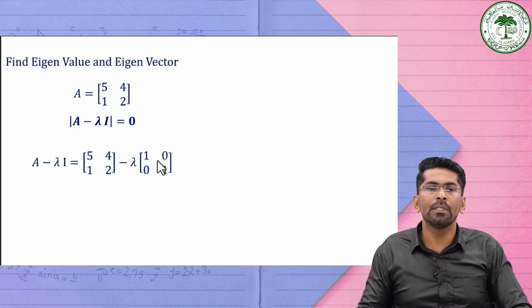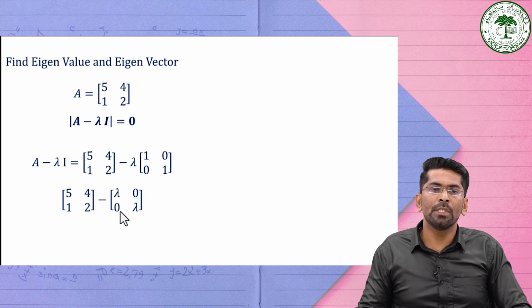So it will become [5, 4; 1, 2] minus, 1 into lambda, which is equal to lambda, then lambda into 0 is 0, lambda into 0 again is 0, then lambda into 1 is lambda. So here we have the matrix A minus lambda into the identity matrix, which becomes [5, 4; 1, 2] minus [lambda, 0; 0, lambda].